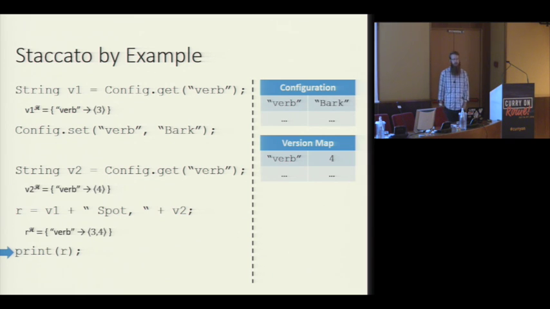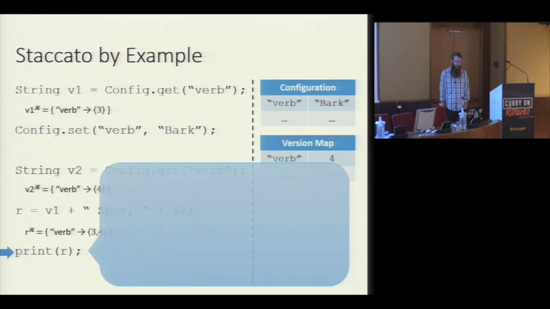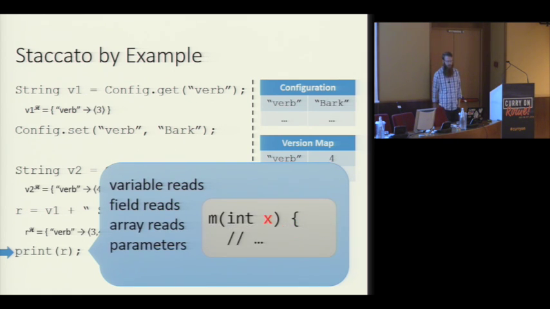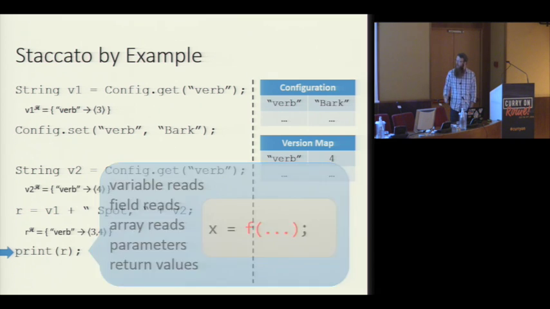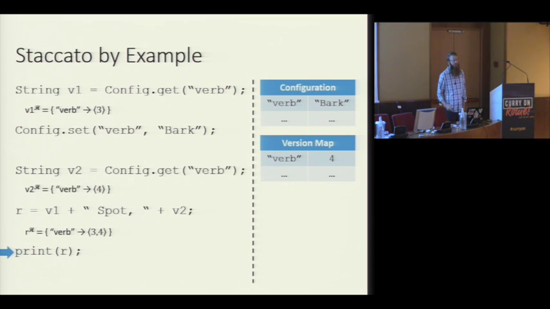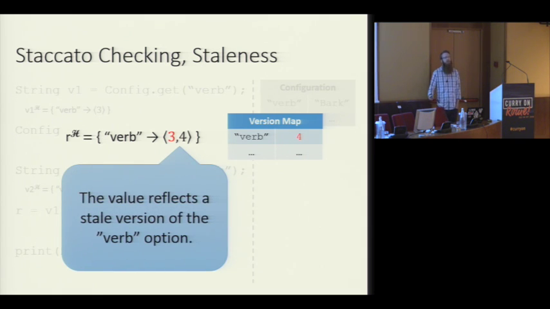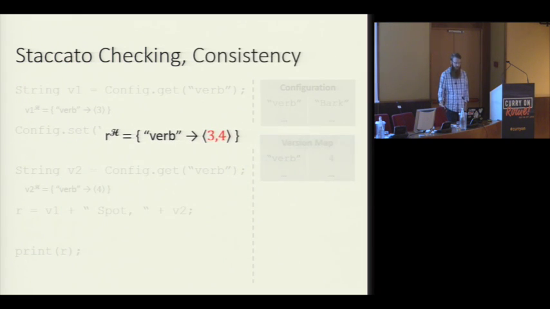Staccato checks for violations at key program points, specifically on variable reads, field reads, array reads, arguments at method entry, and when a value is returned from the method. So we know where Staccato checks for violations. Let's look at how. To check a value for a violation of the staleness condition, it suffices simply to check the value's configuration history to see if it contains any out-of-date versions for any configuration options. If it does, as is the case in this example, then the value reflects a stale view of the program configuration and violates the condition. Similarly, for the consistency condition, it suffices simply to look to see whether or not there are multiple versions for any option in the history.